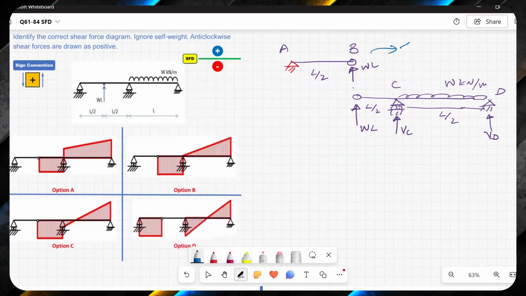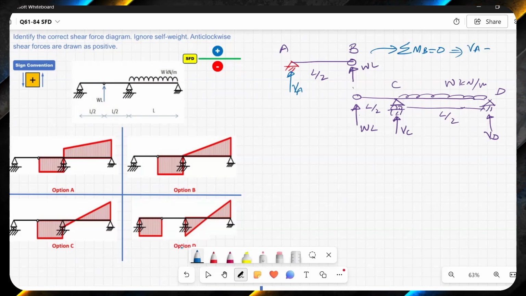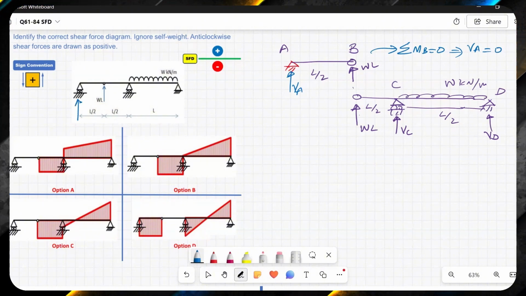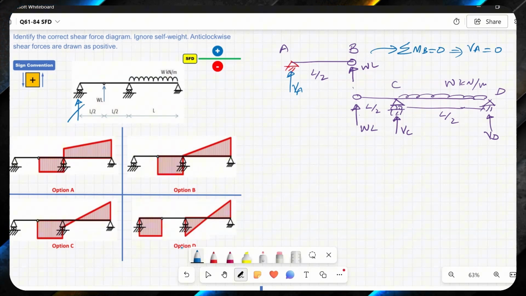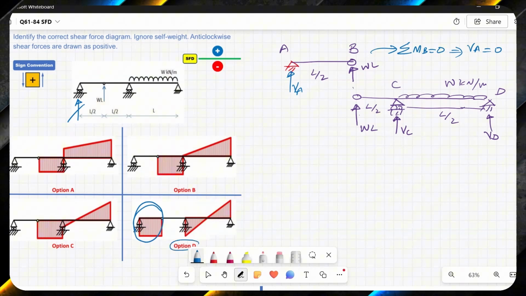If you say summation of moment at B is equal to 0, then reaction here VA will be equal to 0. It means that reaction at A does not exist. When reaction at A does not exist, it means that this portion of the shear force diagram that you see in this option D is not possible. So I will immediately discard option D.